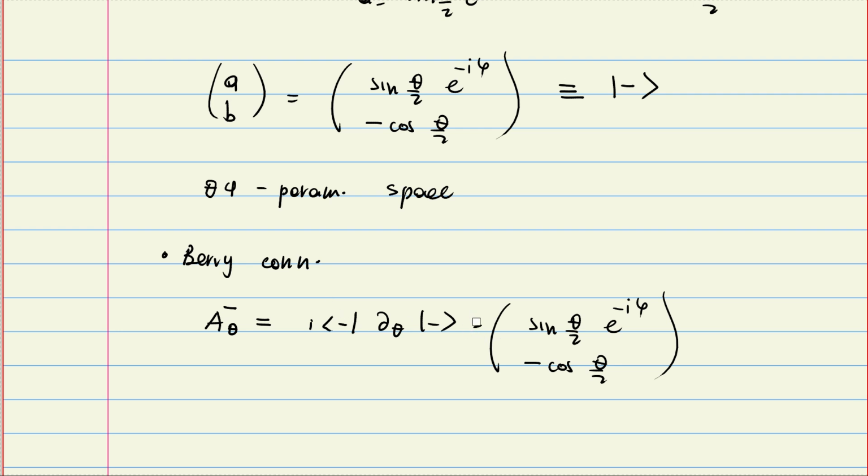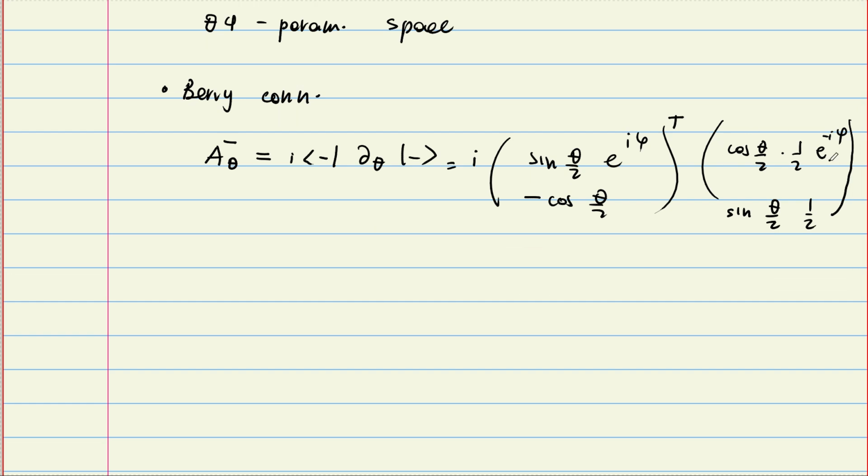And if I take, okay, there's like minus i, i. Let me just push it just a little bit. So this is i, dagger of this, or maybe I can just write transpose and make this plus. And the other one is going to be just the derivative with respect to this. The derivative of sine is cosine theta over 2 times 1/2 e to the minus i phi, and the derivative of minus cosine is sine theta over 2 times 1/2.